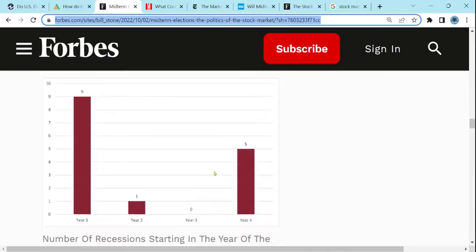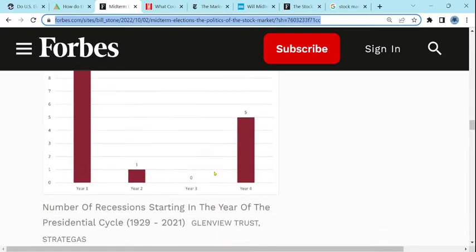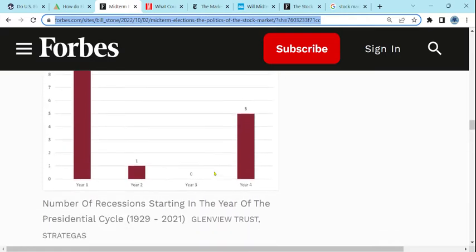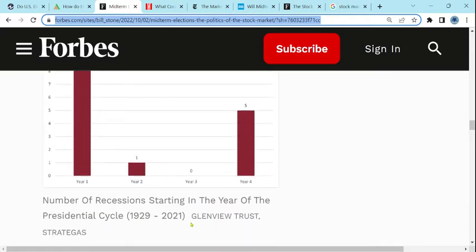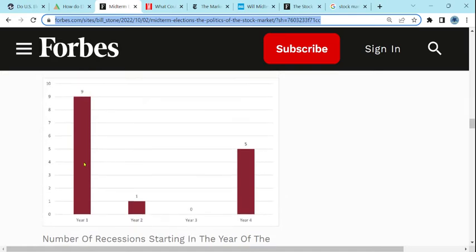Talk about the Fed. So here's the number of recessions starting in each year of the presidential cycle. The majority start in year 1. 9 of the recessions start in year 1, only 1 in year 2, 0 in year 3, and 5 in year 4. So historically, the probability is not in year 3, but the probability is higher in year 1 or year 4.